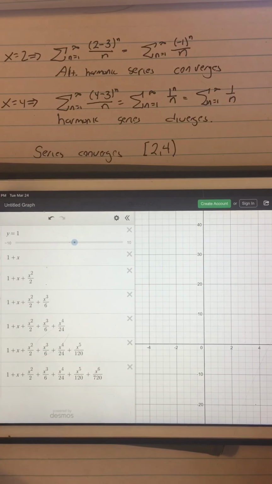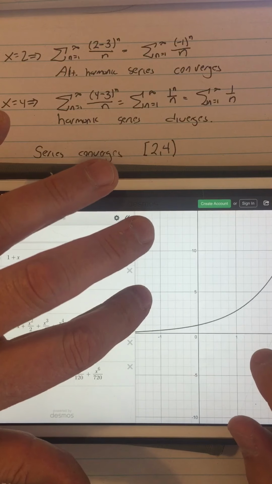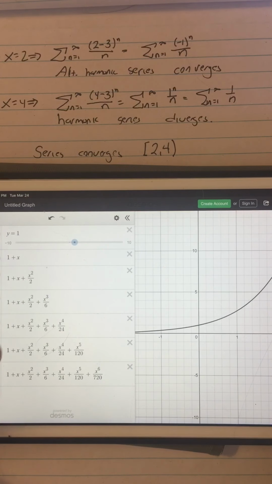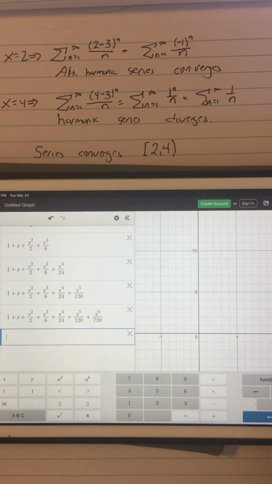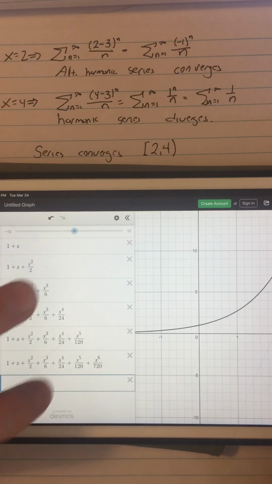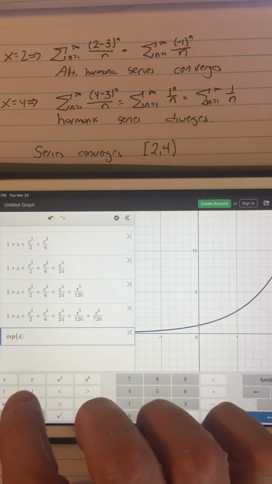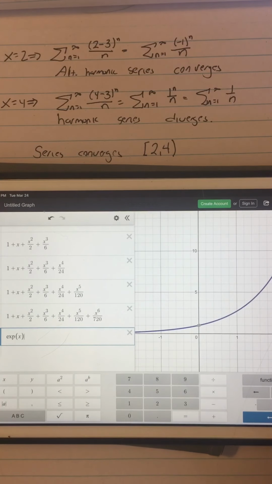And then third degree, giving you the third degree here. Here's fourth degree. What is it converging to, I wonder? What function is it starting to look like on this, especially if we look near 0? Let's put this one back on. Look, that's e to the x.